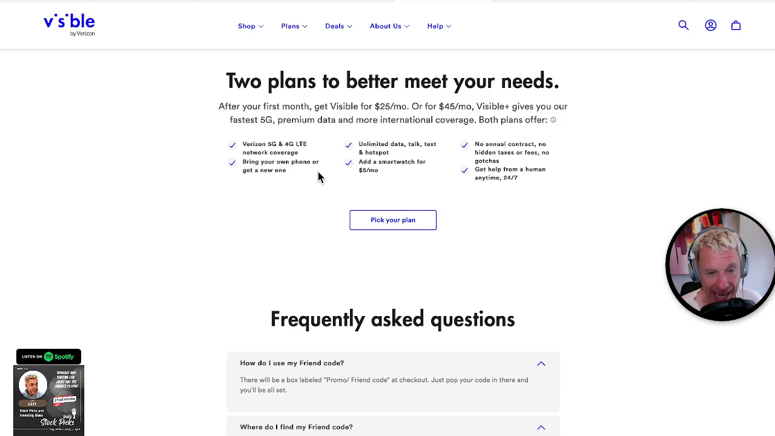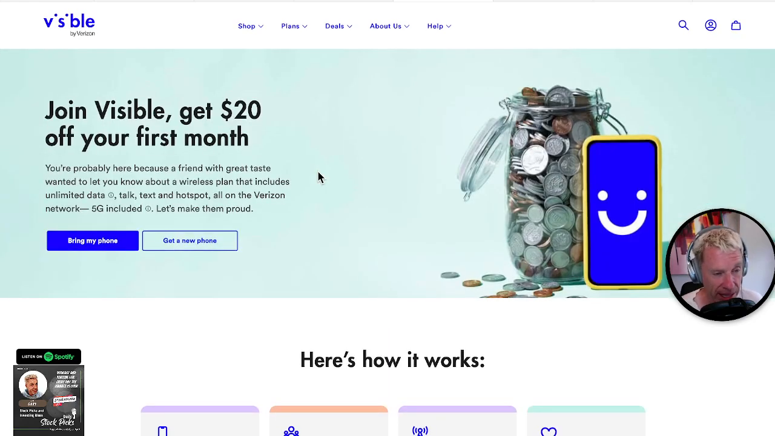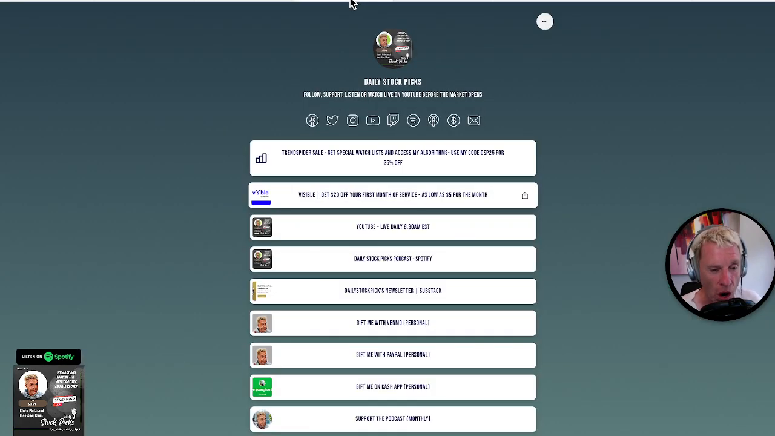I am not getting deprioritized. I absolutely love this. I use the hotspot. I used it in San Diego as my computer because the San Diego public Wi-Fi was horrible at the stadium.